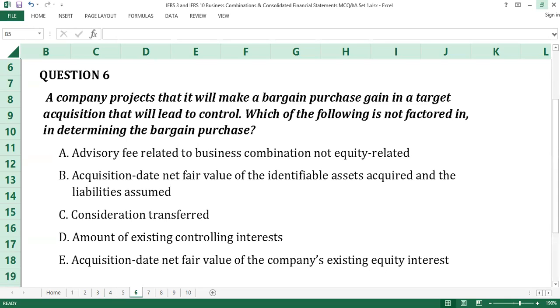Time counts. Ten seconds gone. 20 seconds gone.